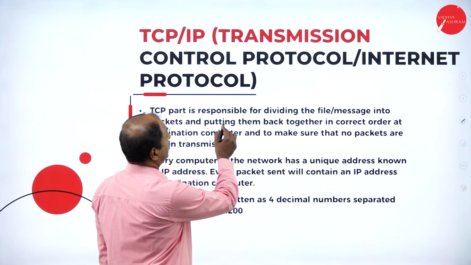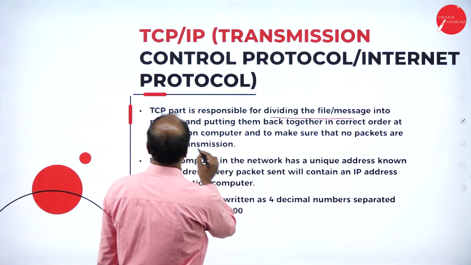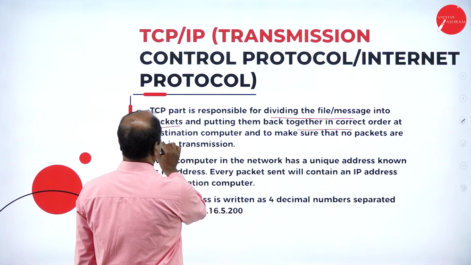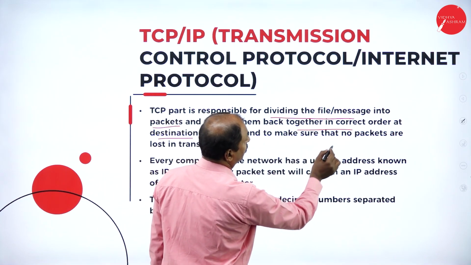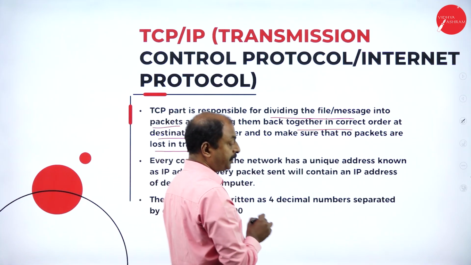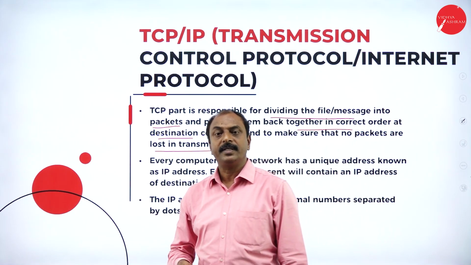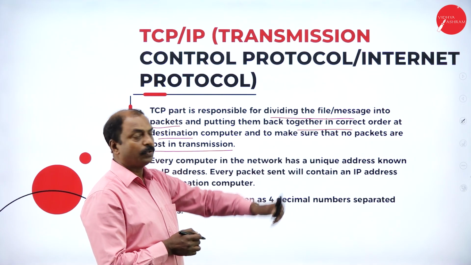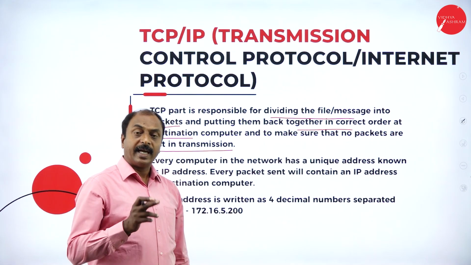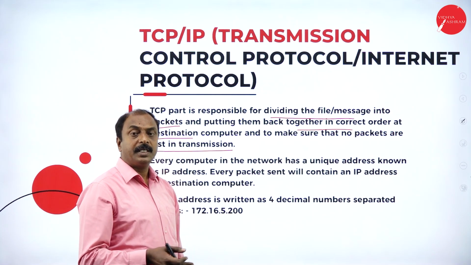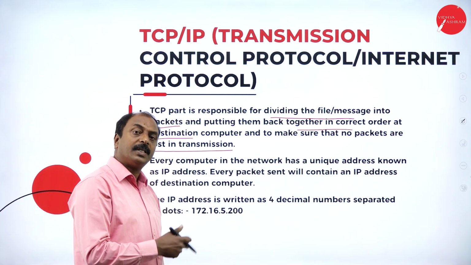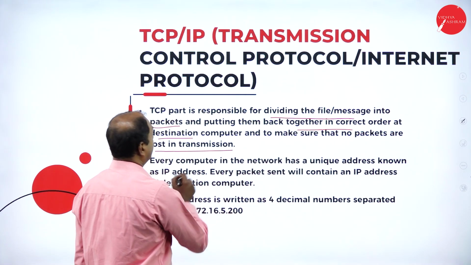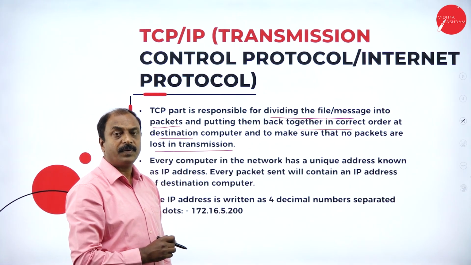Now TCP is responsible for dividing the file or message into a number of packets and putting them back together in correct order at the destination computer, and making sure that no packets are lost in transmission. That's why we say it is a guaranteed delivery of data. If any data is lost during transmission, it asks for acknowledgement, or it can resend the same packets to the destination. At the receiver end, it reassembles all the packets in a definite order.